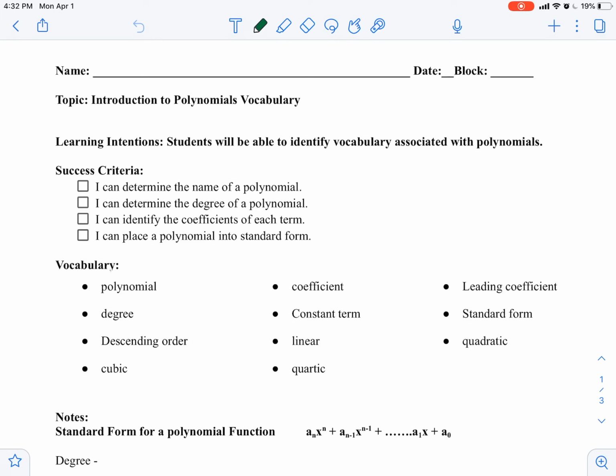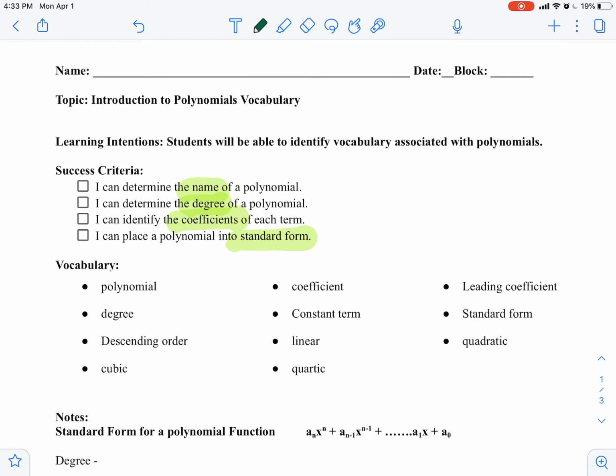So the first one, the success criteria, is that you're going to be able to determine the name of a polynomial. You can find the degree. You can identify what we mean by the coefficients of each term, and you can place it in standard form. So those are the main things that we're going to be looking at today. Again, it is the name, the degree, what the word coefficient means, and what it means to be in standard form.